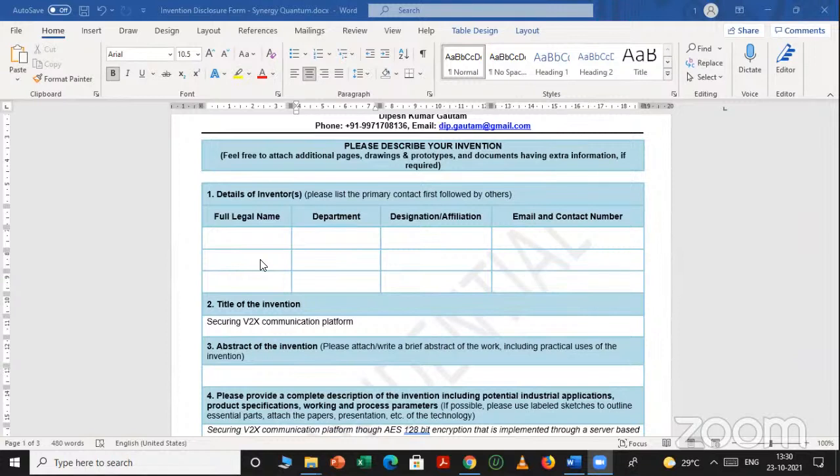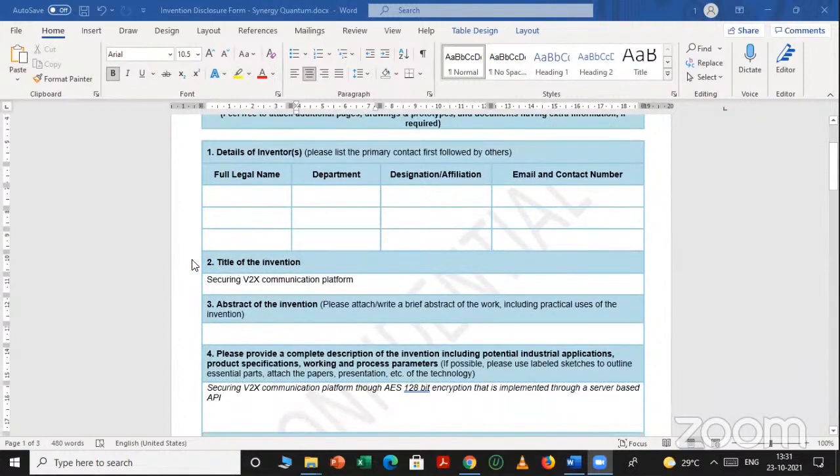If you're willing to file a patent in India, or if you want to file an international application like WIPO, or a European application, you have to give the detail about the inventors. So we have to put their full legal name, the department where they're doing the research, and if they're affiliated with a university, if you're a university professor, they have to mention it here. Then their designation or affiliation with the research organization, then their email and contact number. All this information will be used by the patent office of any particular country to put the information in their legal databases.